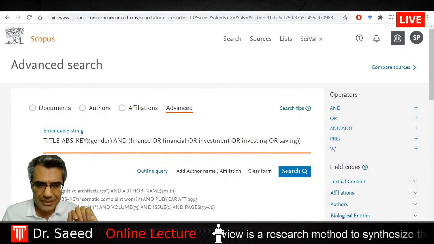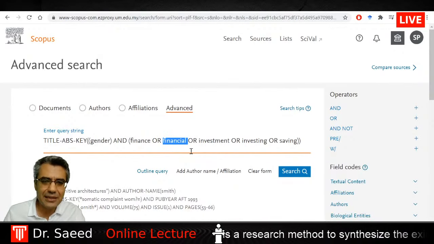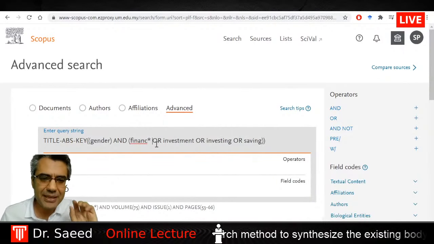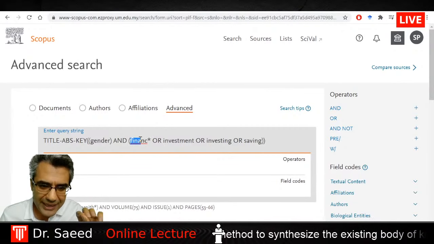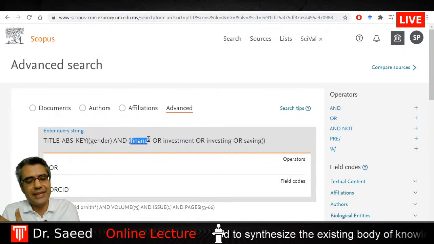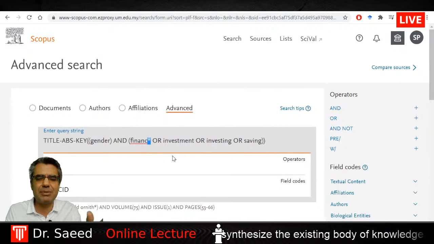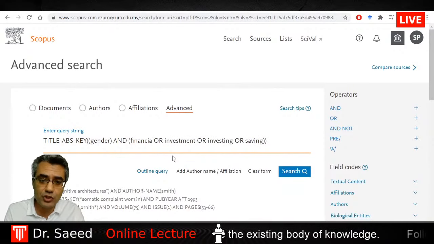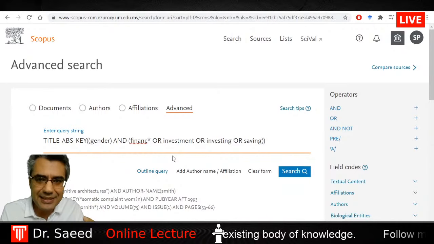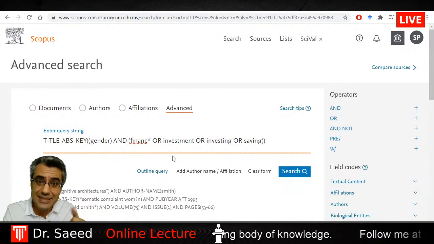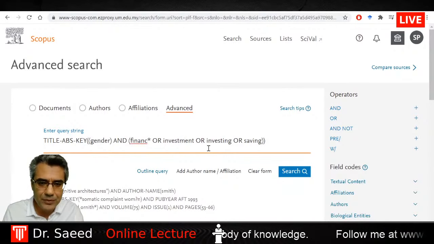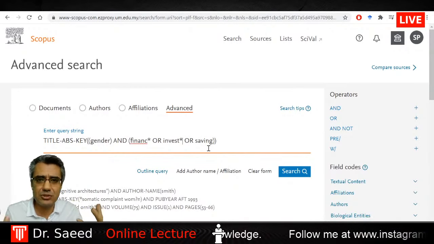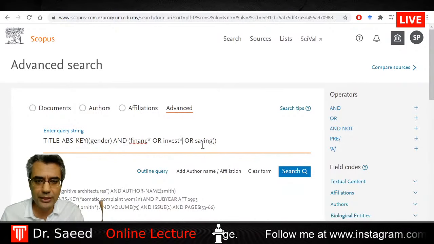Now, something interesting I want to share with you. Finance or financial. I can replace this with finance and an asterisk. What is an asterisk? It means any term with F-I-N-A-N-C and anything after that will be included. So when you put an asterisk, it can be replaced with anything. It can be replaced with E, which will be finance, or with IAL, which will be financial. So I put an asterisk, and it will cover any term that starts with F-I-N-A-N-C. For investment or investing, it is the same. I write invest and then put an asterisk. Investing, investor, investment, so all will be included.